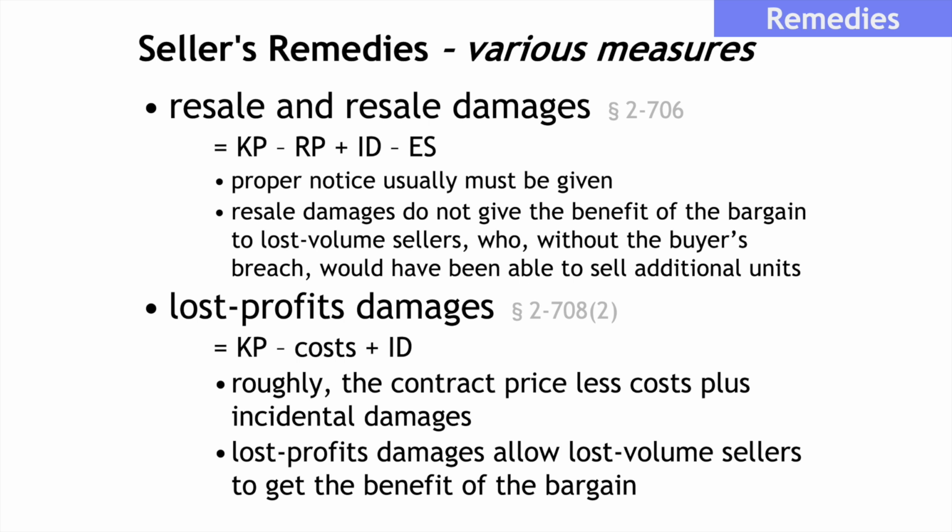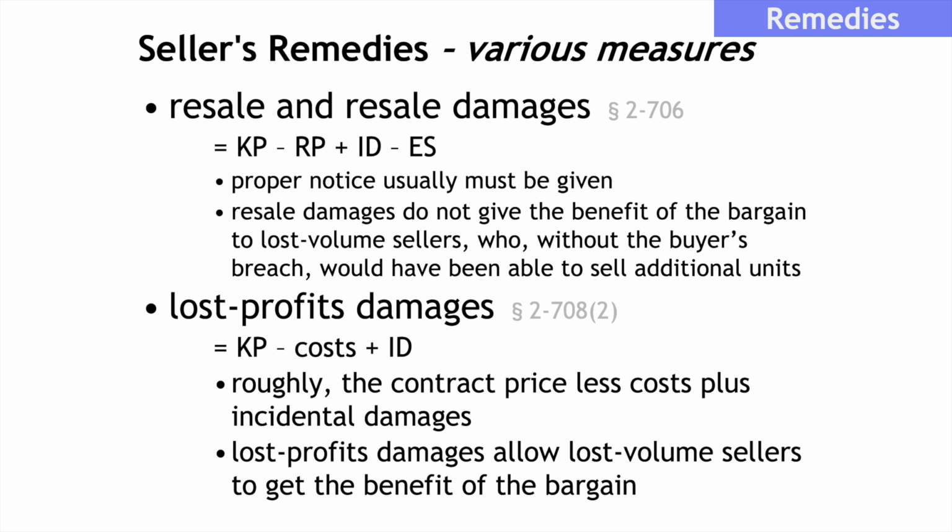So I had an ice fishing hut. I was going to sell it to you for $5,000. You breached. I resold it. Best I could do was selling it to someone for $2,000. Get the contract price, $5,000, minus the resale price, $2,000. I get $3,000 plus incidental damages minus expenses saved. Usually you have to give proper notice, and that's resale and resale damages.